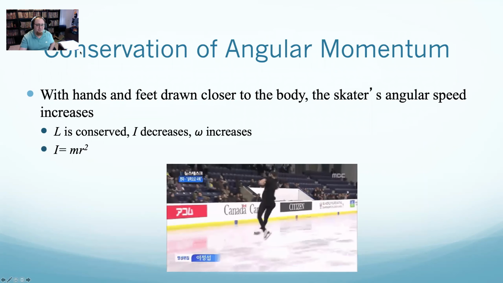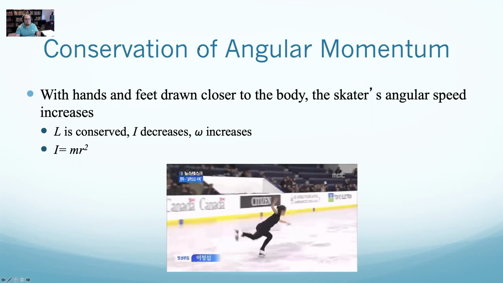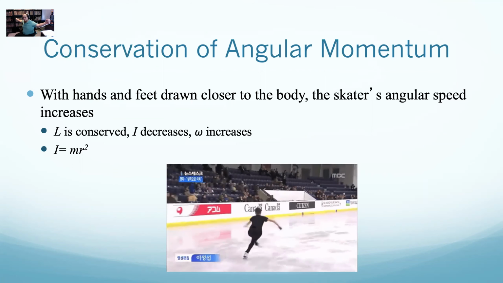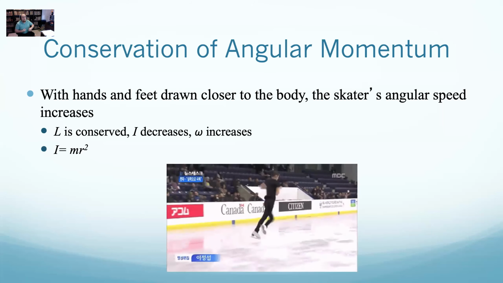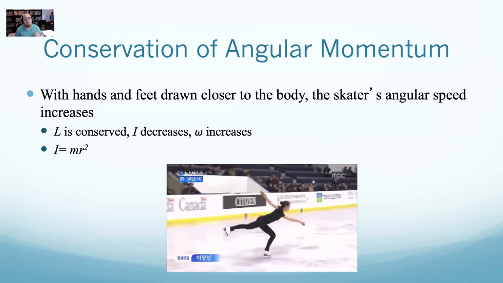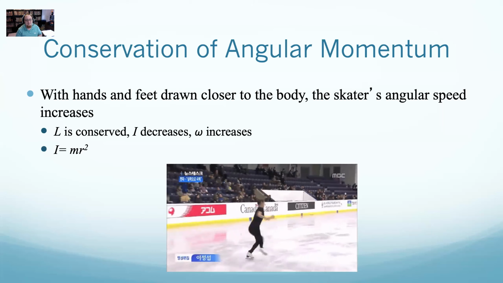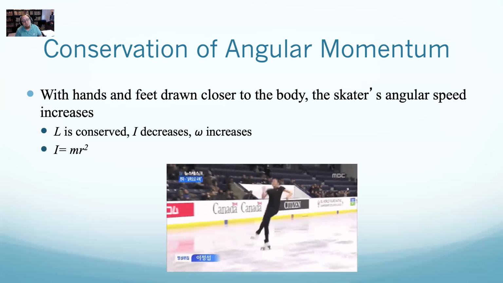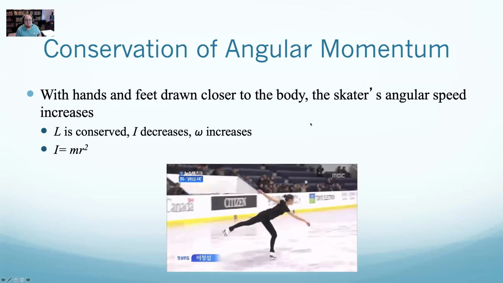If you watch figure skaters or gymnasts or divers, what you'll see is when they want to do something with a spin, they start with their arms out and they begin the spin with their arms out and then pull their arms in. When you pull your arms in, what you're doing is you're rapidly decreasing your moment of inertia. You're decreasing your moment of inertia because you're decreasing your radius. And if you decrease your moment of inertia, you must increase your angular velocity because it's conserved.